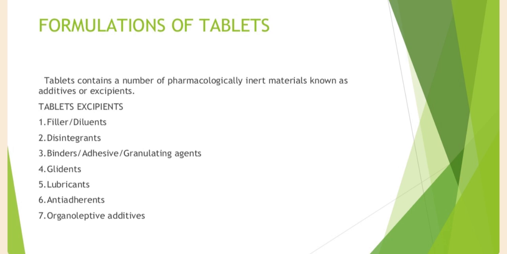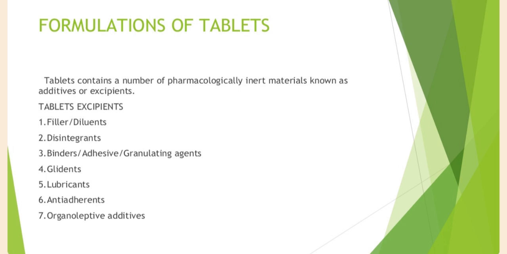Next we see about the formulation of tablets. In addition to the API, the full form of API is active pharmaceutical ingredients, a tablet contains a number of pharmacologically inert materials known as additives or excipients. Each excipient has its role in the tablet formulation. Tablet excipients: first one is fillers or diluents. Second one is disintegrants. Third one is binders or adhesives or granulating agents. Fourth one is glidants. Fifth one is lubricants. Sixth one is anti-adherents. Seventh one is organoleptic additives.